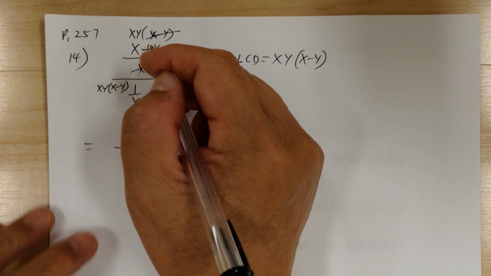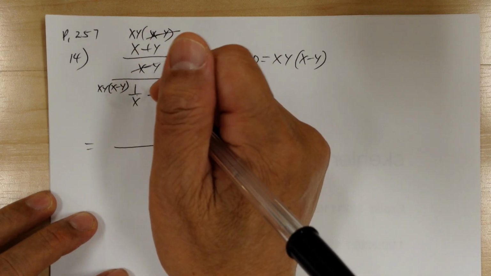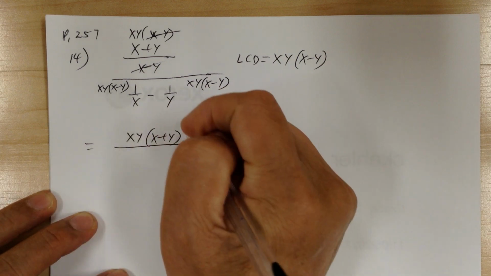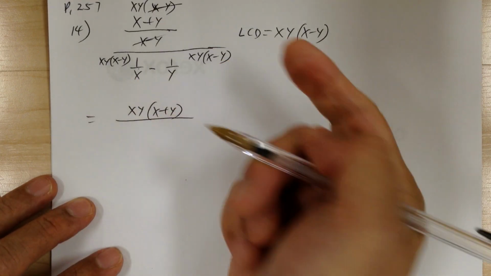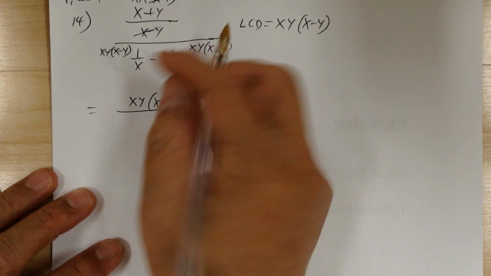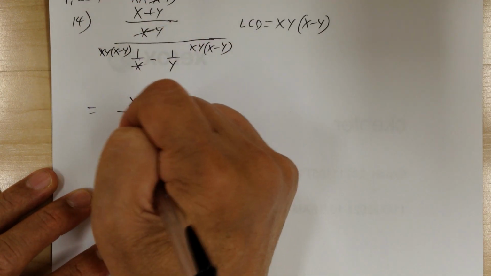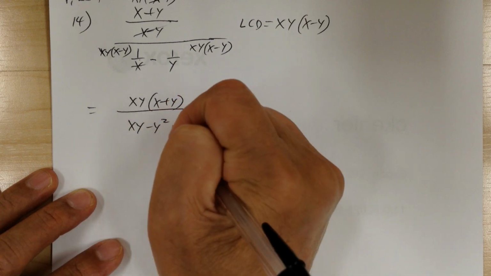On the top, I'm going to just keep it because I don't want to multiply, since I have to factor anyway. So it'll be x, y, x plus y. I'm going to just leave it like that. No sense multiplying since I have to factor to cancel anyway. On the bottom, this will cancel, so I get xy minus y squared.